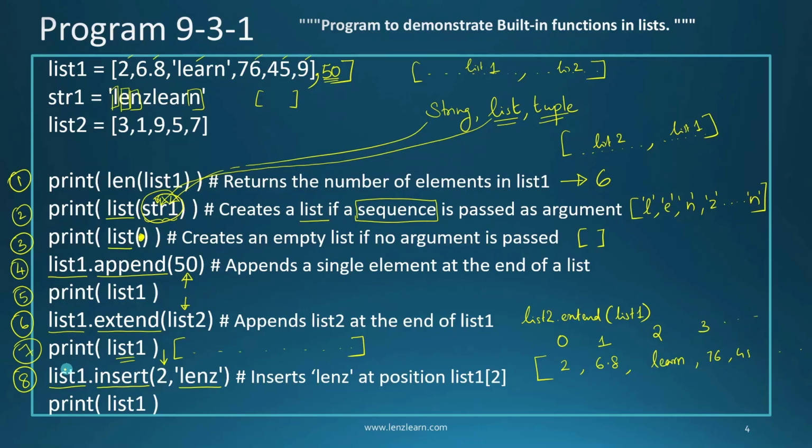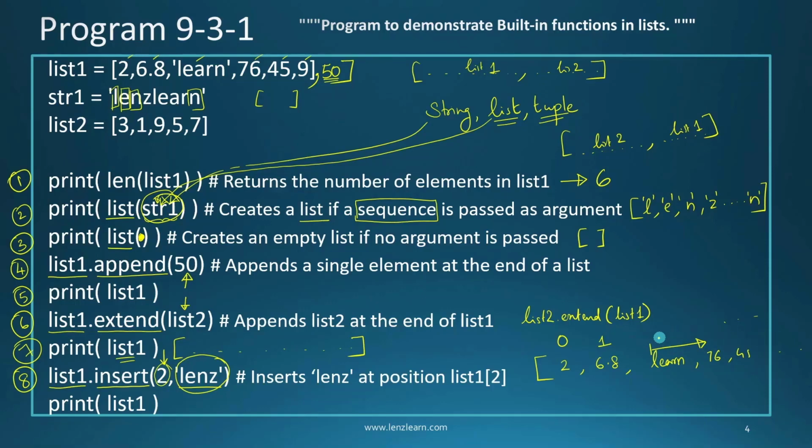Now in this situation, if I am calling insert on list 1 and asking to insert this element, it can be anything. It can be a number, a floating point number, or another list also, there is no problem. So I'm trying to enter this word lens at index value 2. Right now at index value 2, I have a word called learn. So what will happen, starting from learn, the entire content will be pushed to the right by one index value.